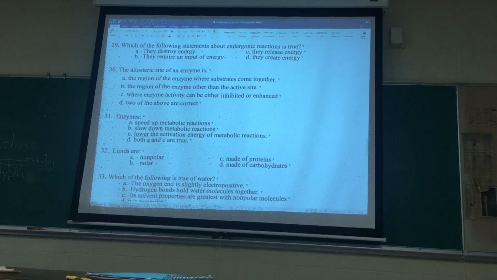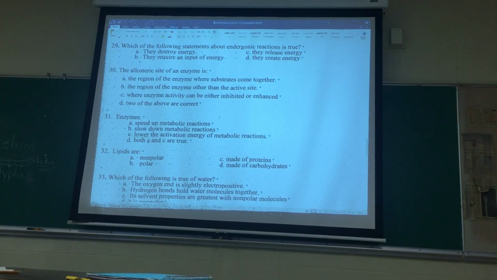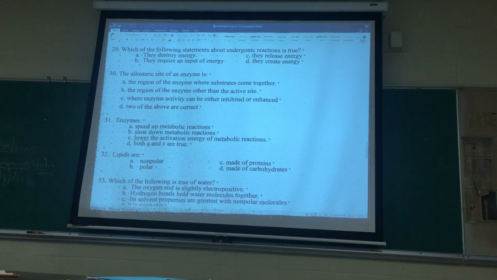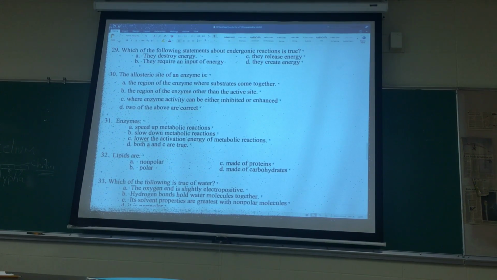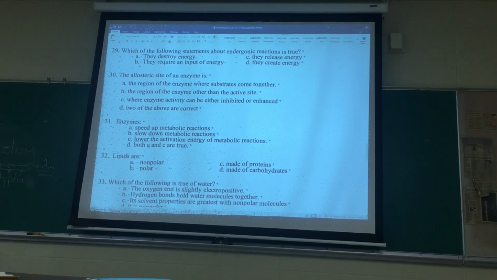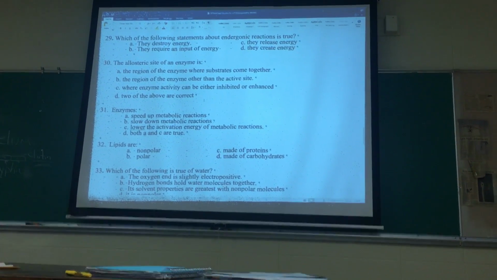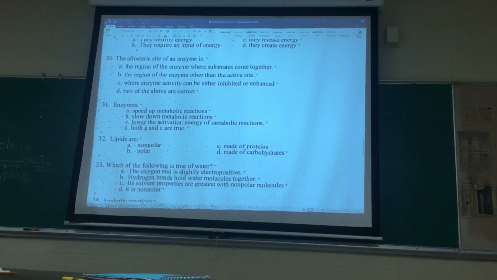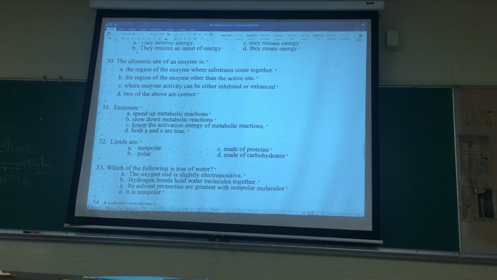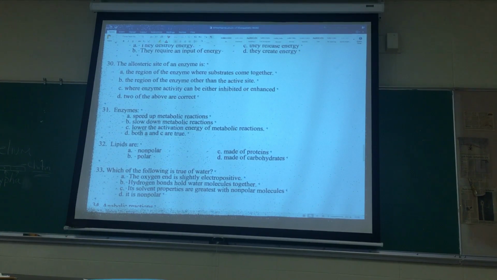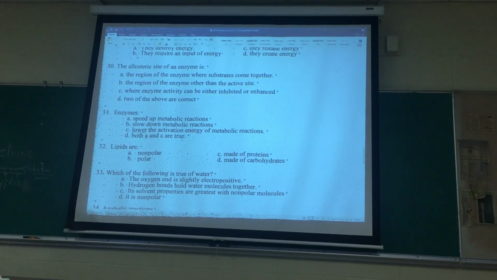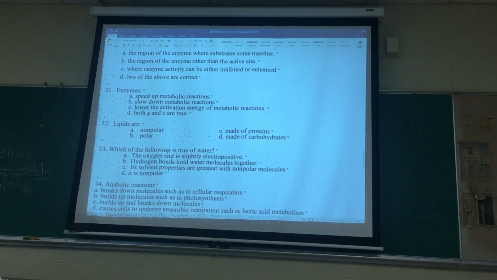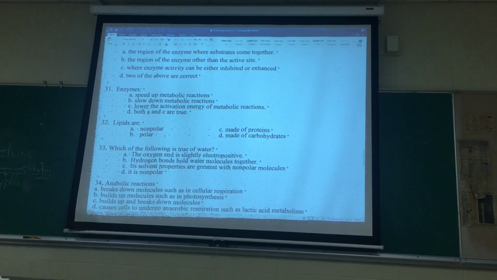The allosteric site of an enzyme is the region other than the active site, but it's also a place that can either inhibit or enhance that enzyme. So two of the above are correct there. Enzymes speed up metabolic reactions and they lower the activation energy. So both A and C are true there for enzymes. Lipids are nonpolar.